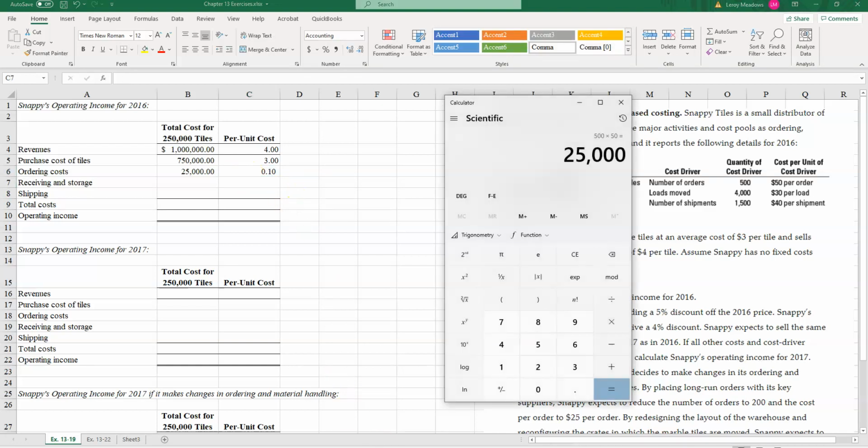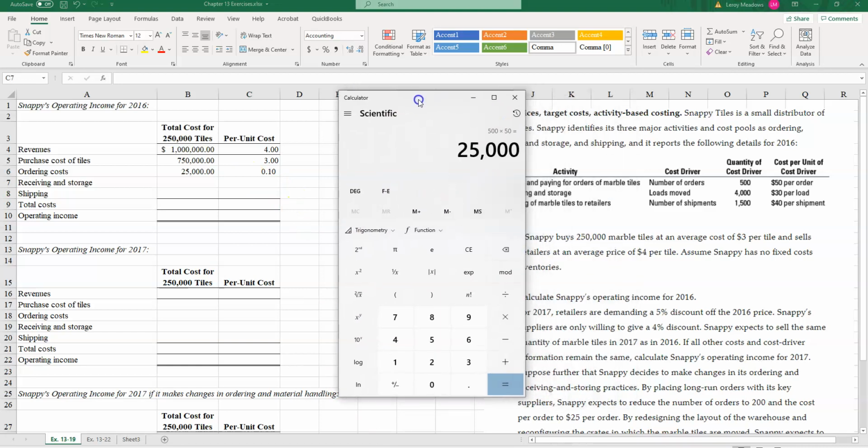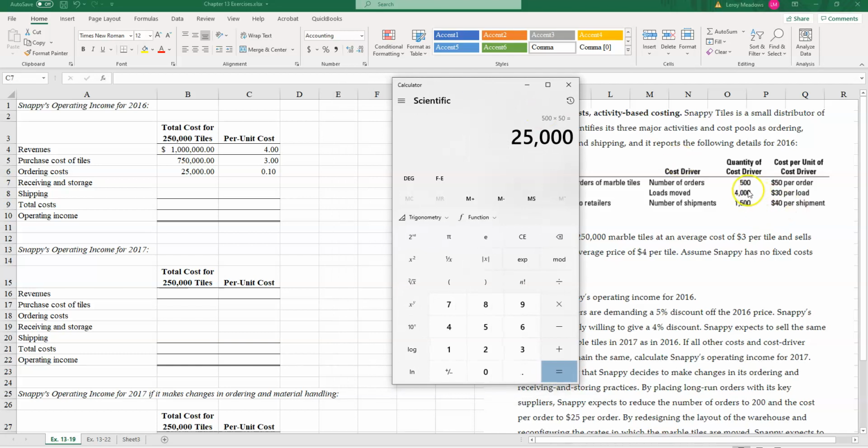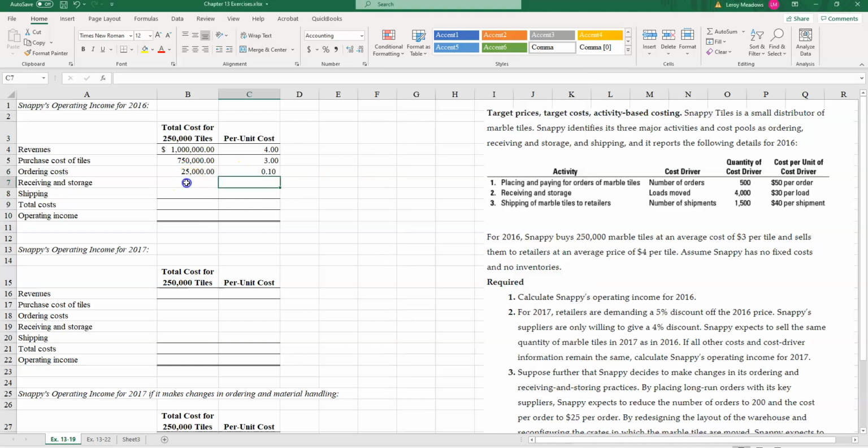Now let's take a look at the receiving and storage. I expect to move 4,000 loads, and each load is going to take $30 of cost in order to move the load. So I'm going to take my 4,000 loads, and each load will cost me $30 to move. So my total amount spent on moving loads is $120,000.